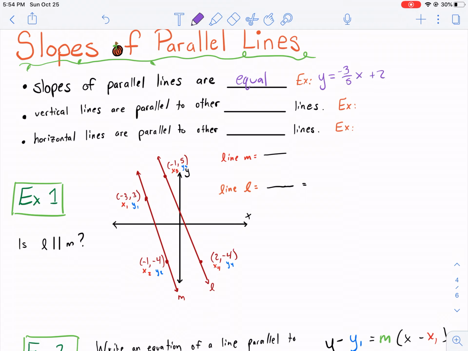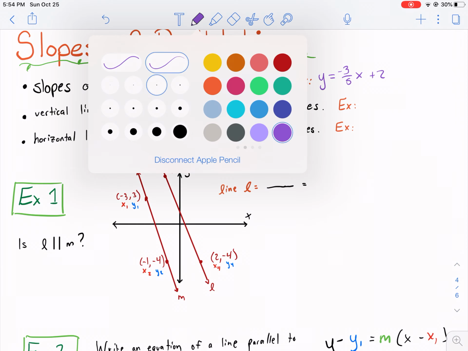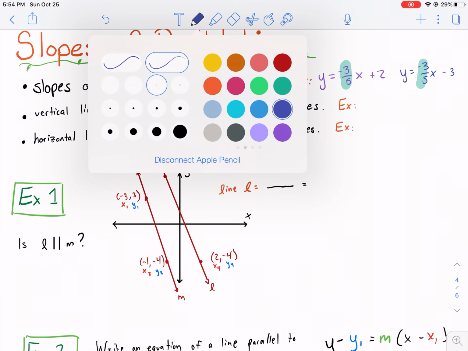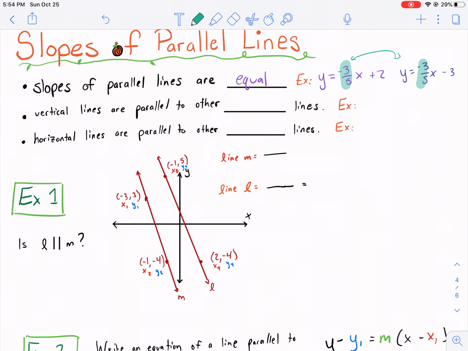A parallel line would be something like this: y equals negative 3 over 5 x, and the y-intercept does not matter as long as it's not the same as plus 2. So I can make it minus 3. One thing to keep in mind: the number in front of x, the coefficient of x, is your slope, and these need to be equal for them to be parallel. So these are parallel. Okay, moving on.